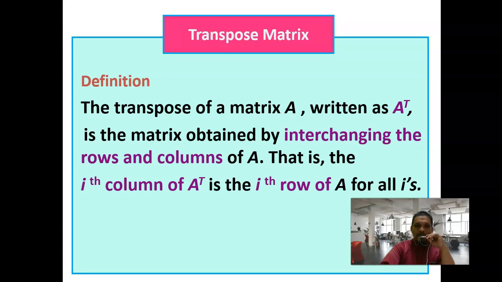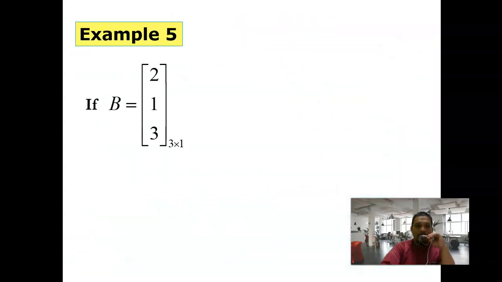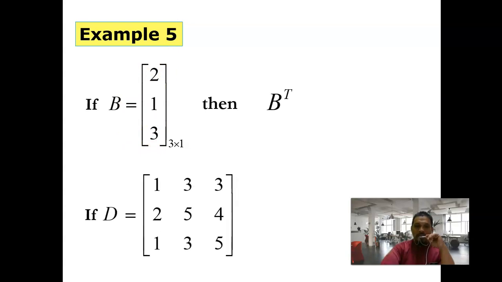So the transpose of matrix A, written as A transpose, is a matrix obtained by interchanging the rows and columns of A. That is, the ith column of A transpose is the ith row of A for all i. Okay, so for example, if B is a matrix of 3 times 1, row 1, row 2, and row 3 with one column only, then B transpose becomes 2, 1, 3. So interchanging row and column, it becomes 1 times 3.